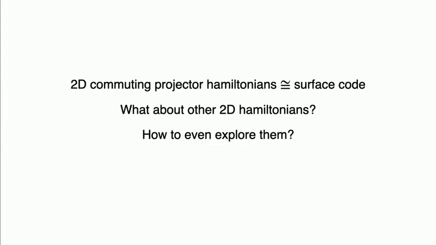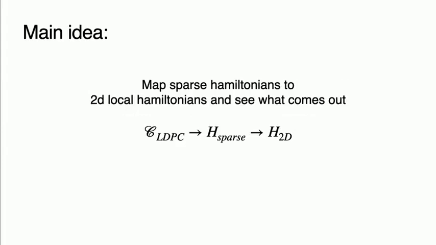What about other 2D Hamiltonians? What about those that are not stabilizer? And how do we even explore those? In this paper, we propose one way to do that. We're going to start with an arbitrary LDPC code. We're going to obtain the Hamiltonian that corresponds to this code. Because we start with an LDPC code, we're going to obtain a sparse Hamiltonian. And then we want to embed this sparse Hamiltonian onto a 2D lattice.